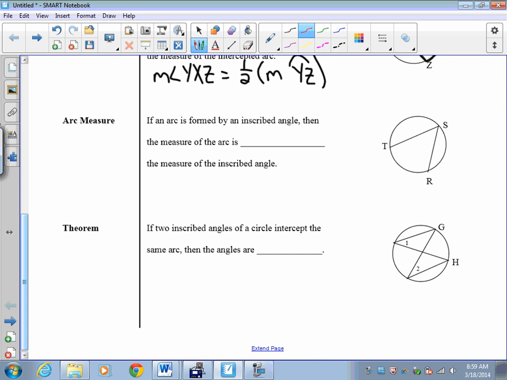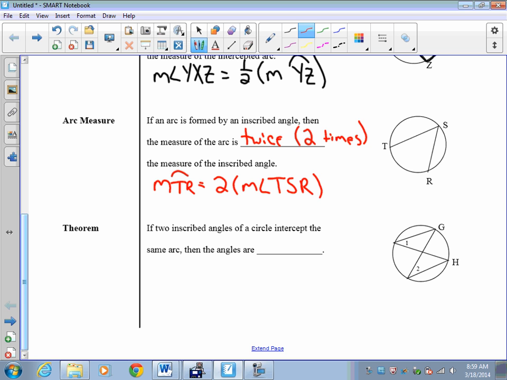We also have arc measure. So if an arc is formed by an inscribed angle, then the measure of the arc is twice, 2 times, the measure of the inscribed angle. So the measure of arc PR is equal to 2 times the measure of angle TSR. So that means this arc here is double whatever the measure of this angle is.